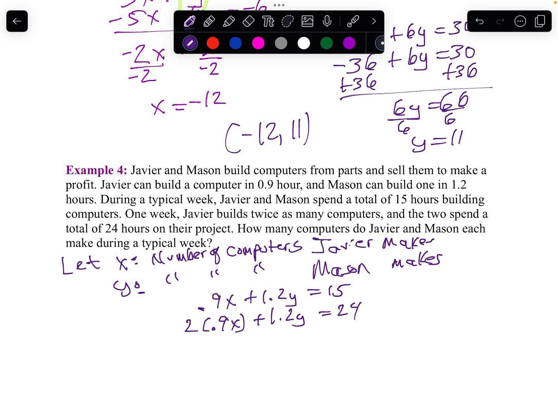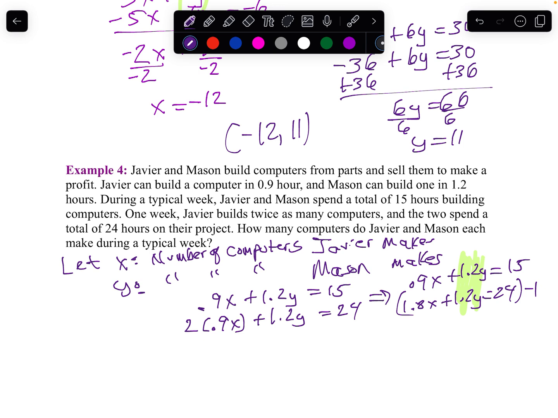Now let's simplify that a little bit. So 2 times 0.9x is 1.8x plus 1.2y equals 24. And I got 0.9x plus 1.2y equals 15. Notice my 1.2s, they're the same. I want them to be opposite. So what I'm going to do is multiply my second equation by -1.